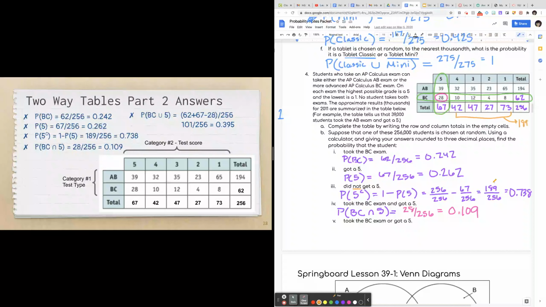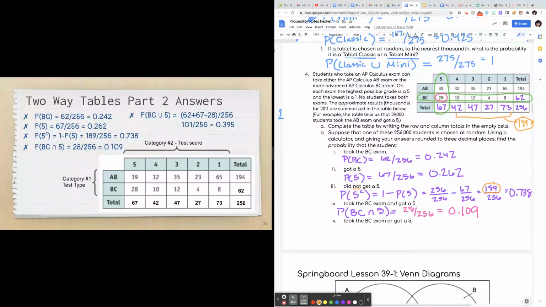And notice that I get the same number. See, I get 189 as my number of successes, no matter which method you use. So just pick the one that makes the most sense to you, okay? So my final answer there is 189 out of 256, which is 0.738. All right, let's take a look at number 4.